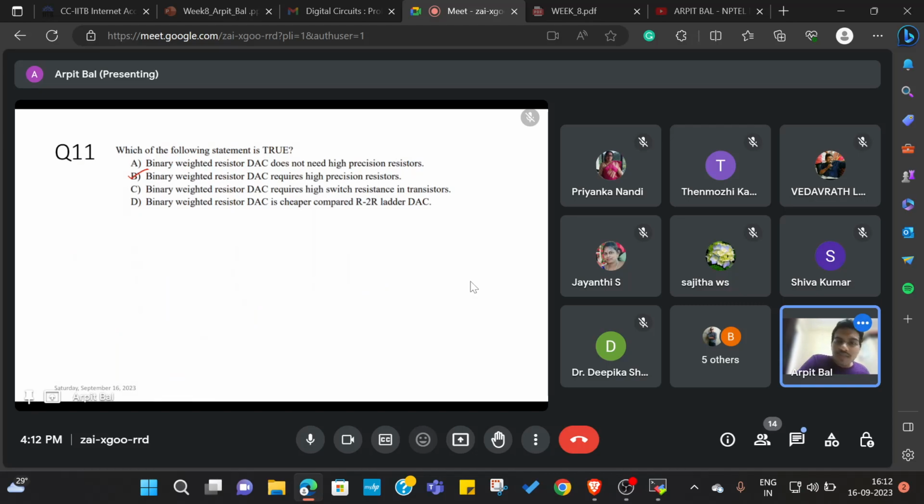So it's a 16x4 encoder that is needed. Then the next question was also factual and related to R2R and binary weighted resistor DAC.